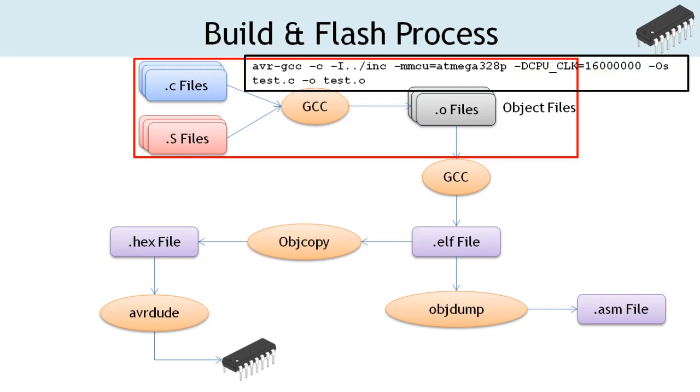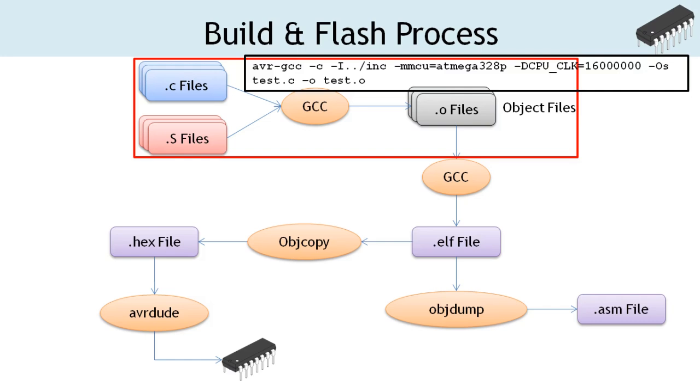The object files contain the object code in ELF format. ELF stands for executable and linkable format. In addition to the object code, object files may contain metadata used for linking or debugging. These files are not executable.